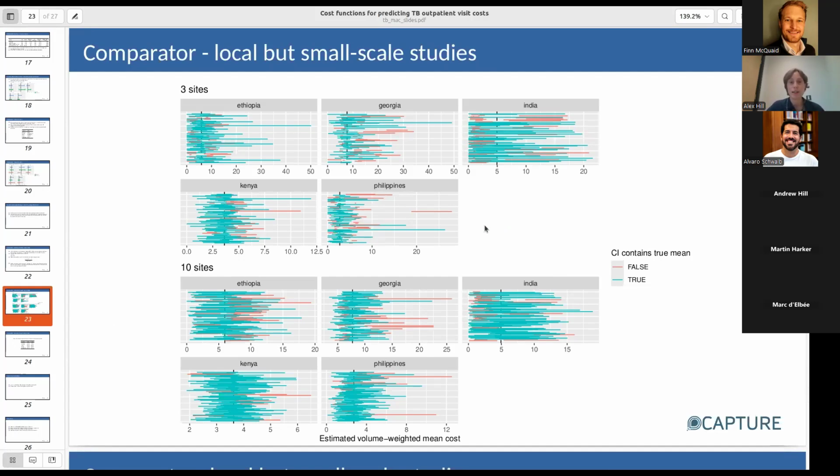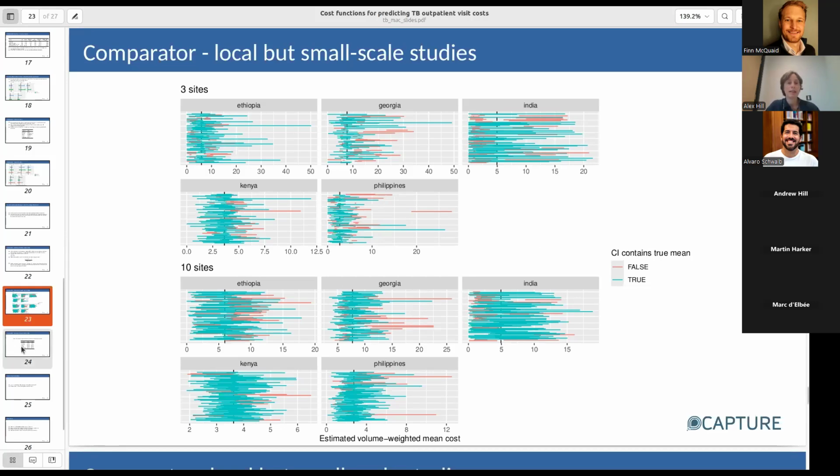And you can see quite a bit of red, especially in the 3 site case, but also in the 10 site case. And you can also get an idea of how variable these estimates are, right? They bounce around a lot, and there are some really wide confidence intervals, some really tiny ones. And they vary around the true mean.